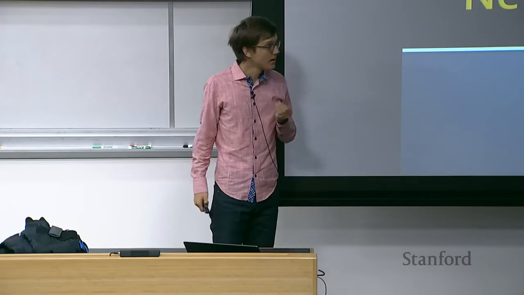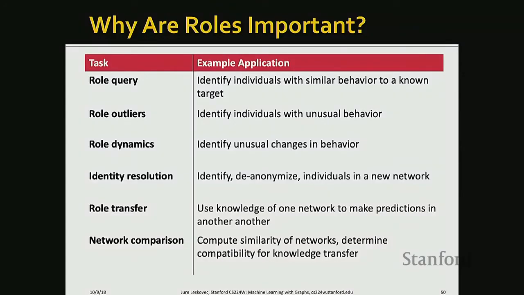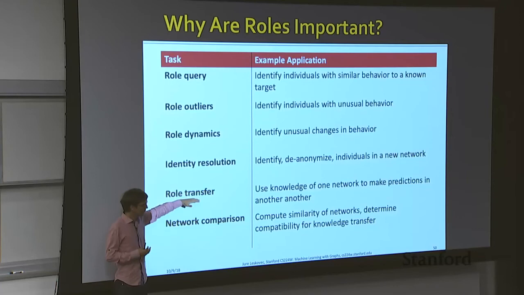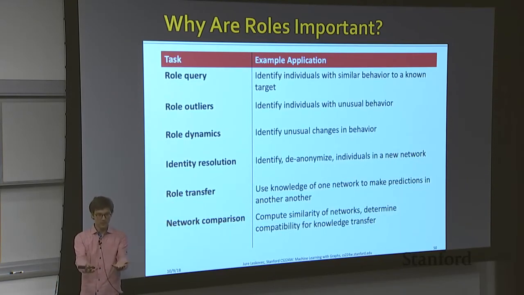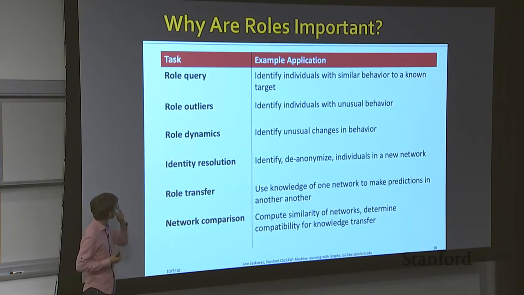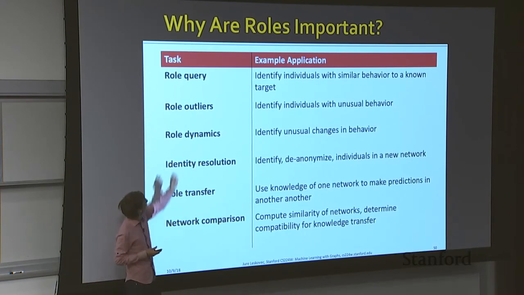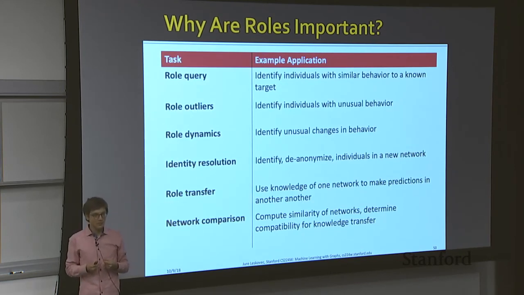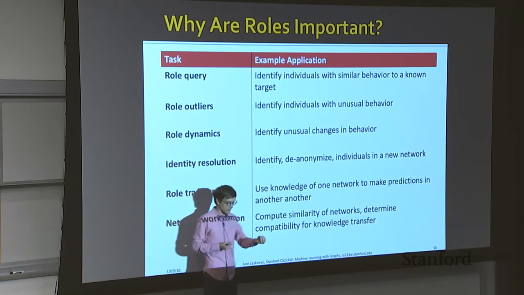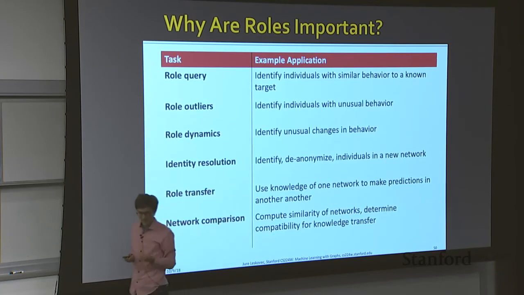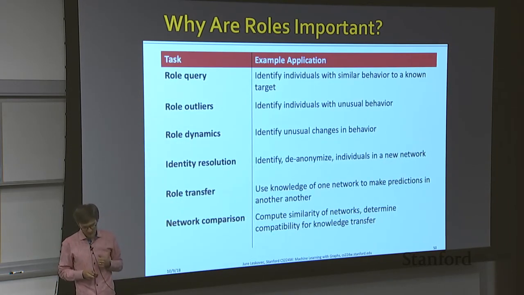So these roles will be important because they will allow us to identify different properties of the nodes that we have in our network, and it will allow us to do what is called role transfer, where we can label a new network given the roles from some other network. We can identify how roles of a given node change over time. We can identify outlier roles. We could identify, you know, the role of a fraudster in a social network and things like that. So there are a lot of different applications of this.